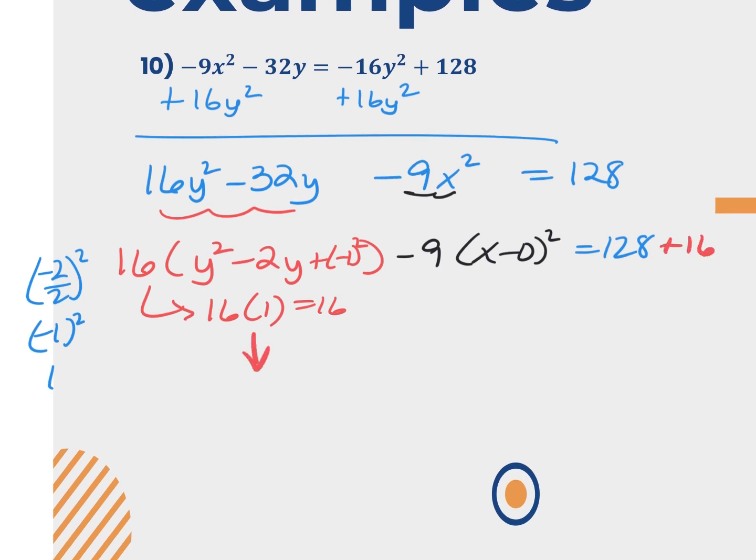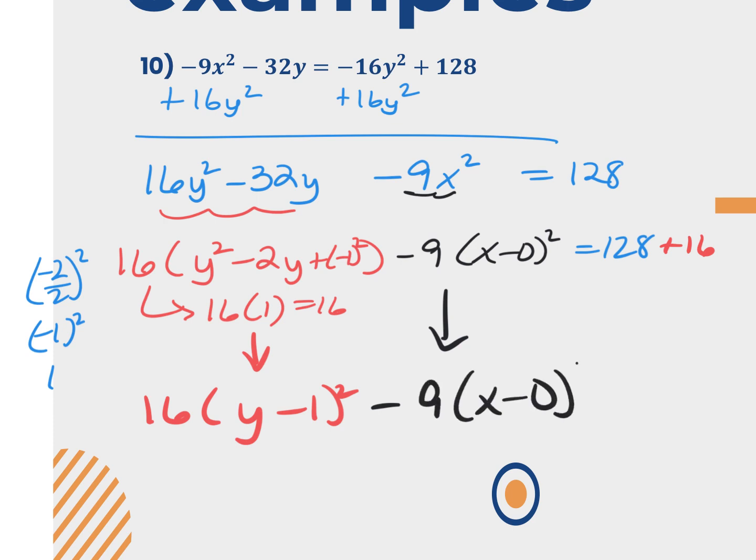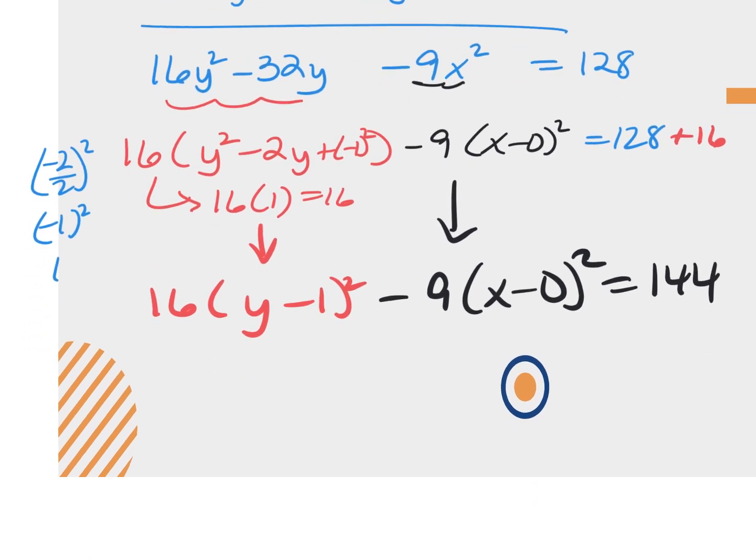So we'll factor the red. 16, y minus 1 squared. Then the 9 comes down. X minus 0 squared equals 144. We want it set equal to 1. Divide everything by 144.